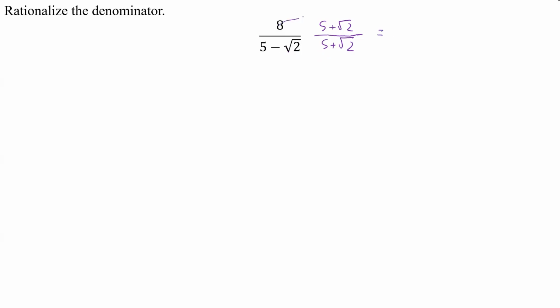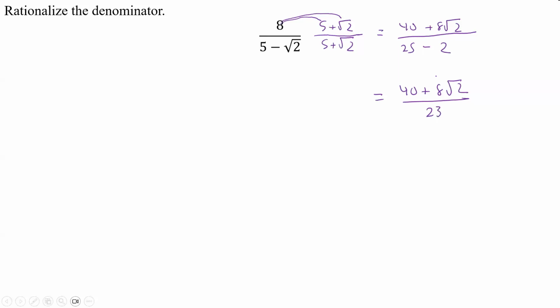So we're going to take 8 times 5 and 8 times the square root of 2. So 8 times 5 is what? Well, that's 40. Then 8 times radical 2 is plus 8 radical 2. Now, we take the 5 times 5, so that's going to be 25. Then we have minus 5 radical 2 plus 5 radical 2. Those are gone. And we have minus, and radical 2 times radical 2 is just 2. And so that gives us 40 plus 8 radical 2 all over 25 minus 2, which is 23.